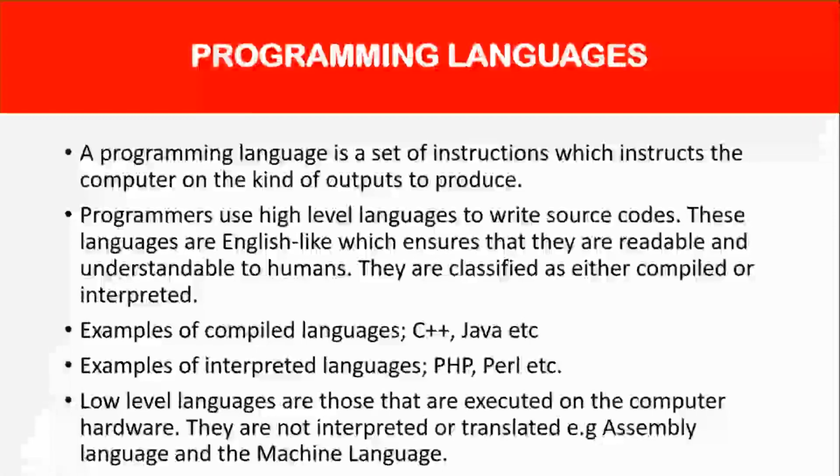All right, in general, you see developers using high level languages to write their instructions. These high level languages are English-like in nature, right? So they look like English. That means they are readable. If you understand English, you can read what is written. So they are easier for humans to understand, unlike the machine codes that are in zeros and ones, which are not easily readable.